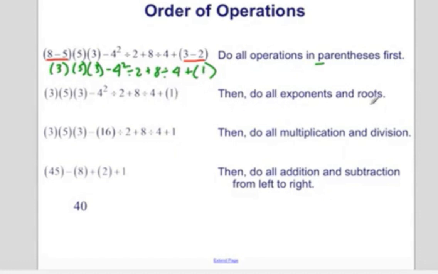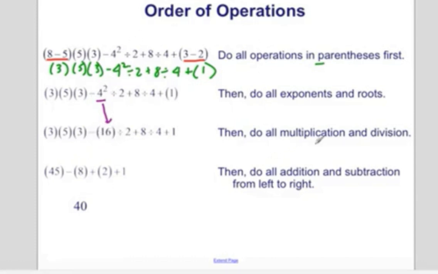Then we do all the exponents and roots. So here is our only exponent, or there's no roots in here. So we're just going to change that into 16. And we're going to put that in parentheses immediately because when it comes to signs, it gets a little tricky. So whenever you do an operation like this, just put it into parentheses. That way you don't get confused.